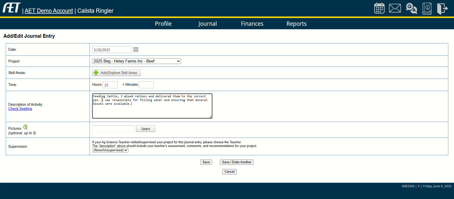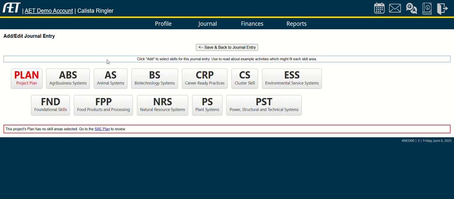Okay, so I put some time in there. I said exactly what I did, and now I need to give it a skill. Okay, it's not going to let me save without a skill. So I have to say, what skill did I learn during that time?